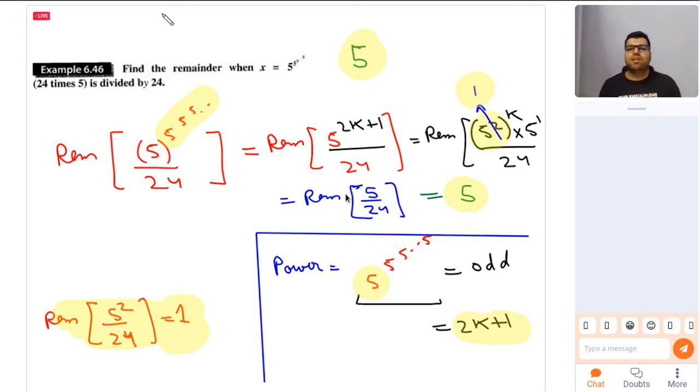This is fairly simple. What I did, see, I used the fact that remainder of 25 with 24 is 1. So I just had to see whether this power tower is odd or even. So I know this is odd. It is visible to me. So 5 raised to power 2k plus 1, divided by 24. So 5 raised to power 2k plus 1 becomes 5 square to the power k into 5 raised to power 1, that is 25 raised to power k into 5 raised to power 1. 25 with 24 gives the remainder of 1. So this shaded part becomes 1. Remainder of 5 with 24 is 5. So answer is 5. So very easy.